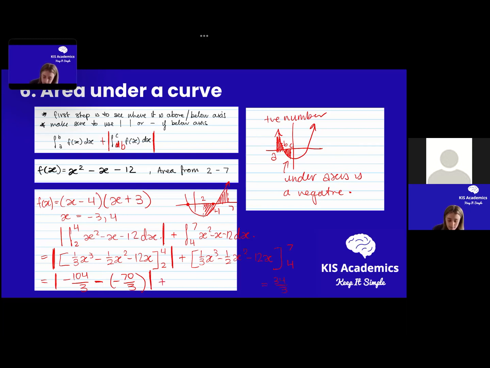Then the next step that we have, we're going to put in 7. So that gives us negative 34 on 3 minus what we got for 4, which is the same as before, negative 104 on 3. So we have 34 on 3 minus 34 on 3 plus 104 on 3. So our answer is going to be 104 on 3, like that.